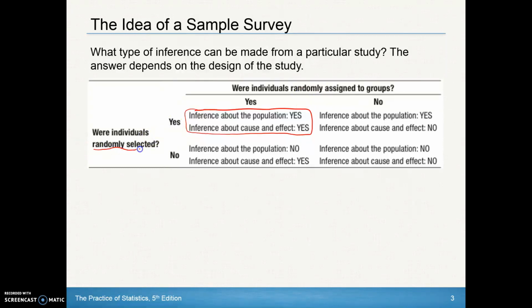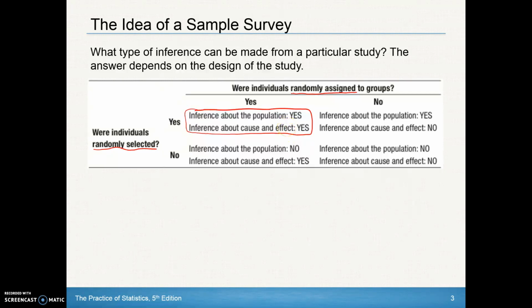So again, when you have random selection, randomly selected people from the population, and then randomly assigned them to groups, that is so good. That is the best type of experimental design that we can have, because we can both make an inference about the population, and we can establish cause and effect.